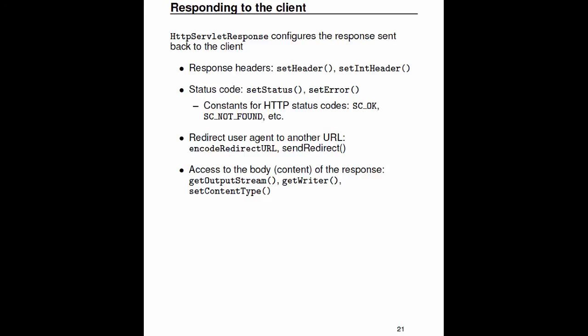The HTTP servlet response also has methods for easily redirecting the user agent to another URL. This will send back the appropriate 300 response. And then, of course, you can get at the body of the response. This is what we did before, right? We set the content type of the response, and then we got the writer so that we could then write our text back out to it.